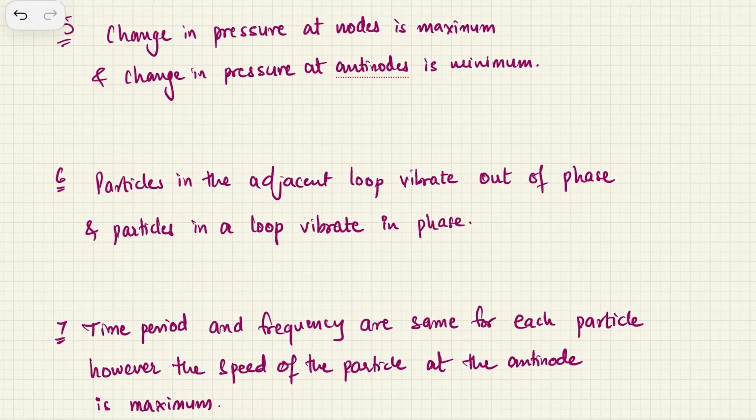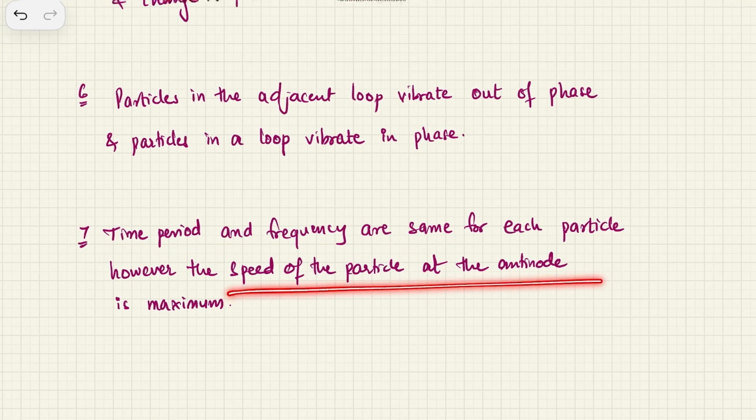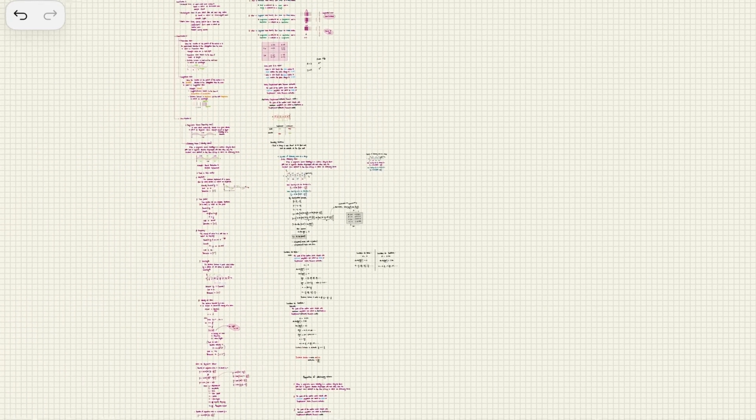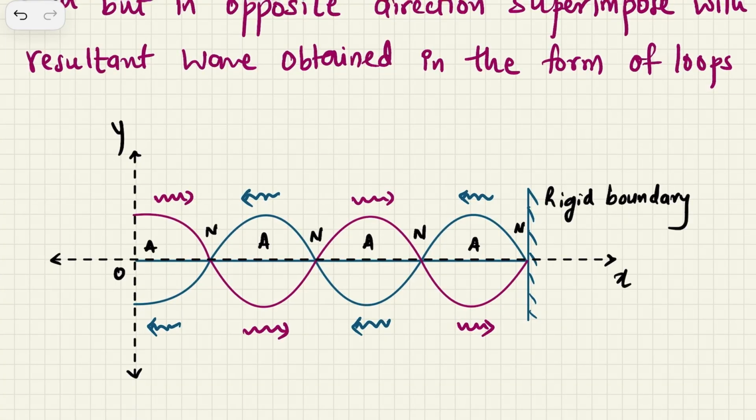Then comes the seventh point, which is very simple. That's time period and frequency remain the same for each particle. So irrespective of whether they are in the same loop, in another loop, or somewhere in a third or fourth loop, the time period and frequency remain the same. However, the speed of the particle at the antinode is maximum. Now see, when you have such a particle which is vibrating like this, if the particle here is going up and the particle here is going down and here the particle is going up, then all the particles will go up together and all the particles will come down together.